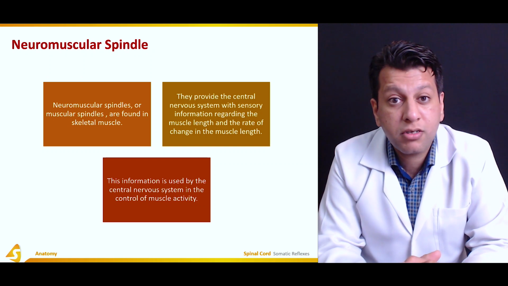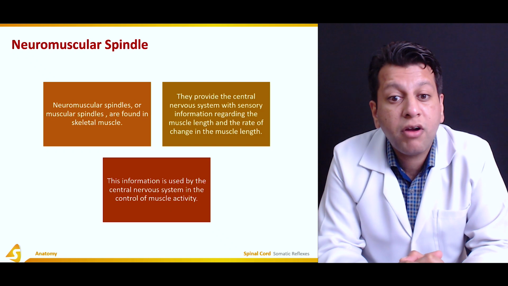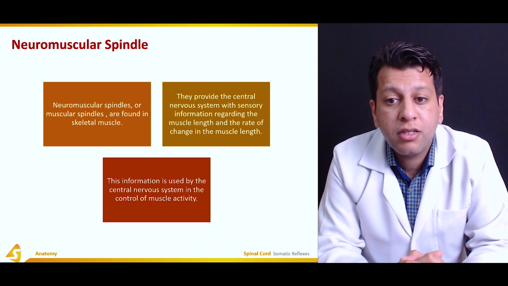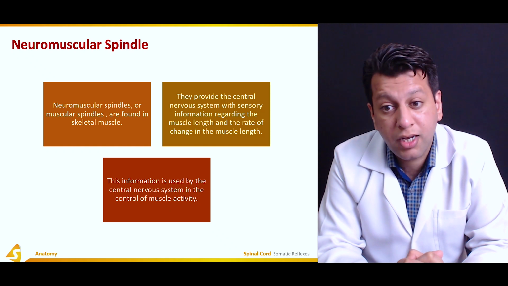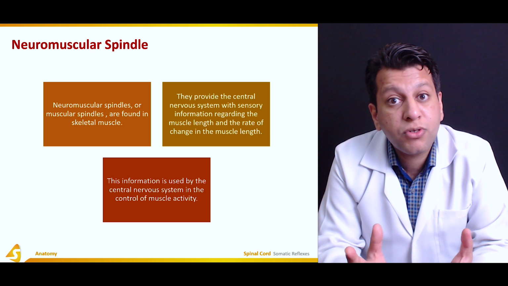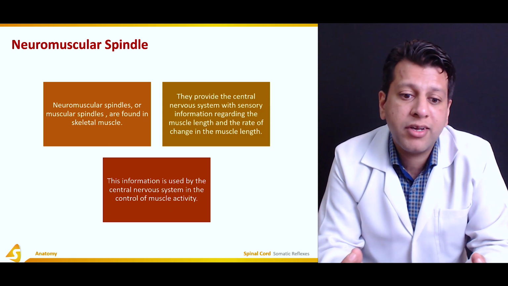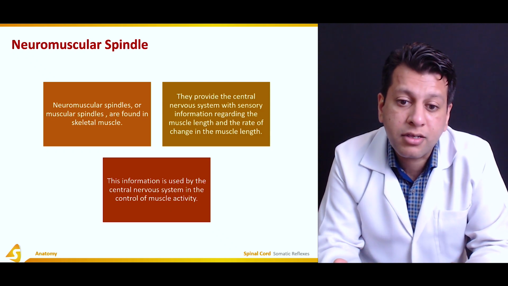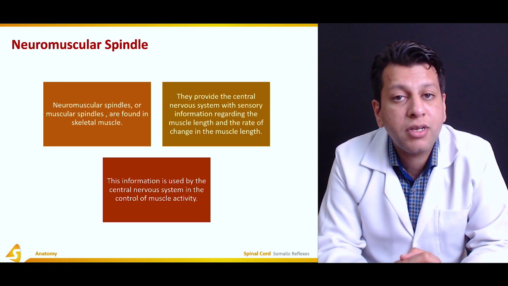So what is a neuromuscular spindle? Neuromuscular spindles, or muscle spindles, are found in the skeletal muscles. They provide the central nervous system with sensory information regarding the muscle length and the rate of change in the muscle length. They not only tell you the actual length, but also the rate of change of the length, and whether the muscle is contracting or relaxing. This information is used by the central nervous system in the control of muscle activity.